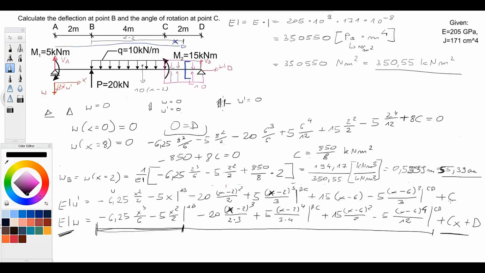In such a case, the cross-section should be increased. Then, by dividing by greater stiffness, we will get a smaller deflection. The result is numerically correct. Therefore, we move on to the next issue. We need to calculate the angle of rotation at point C.